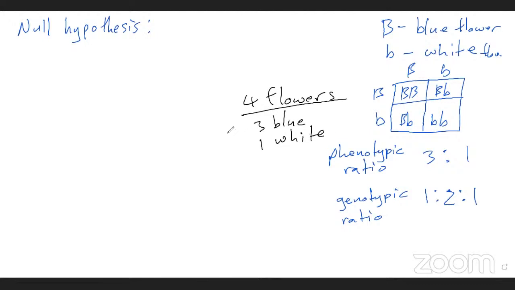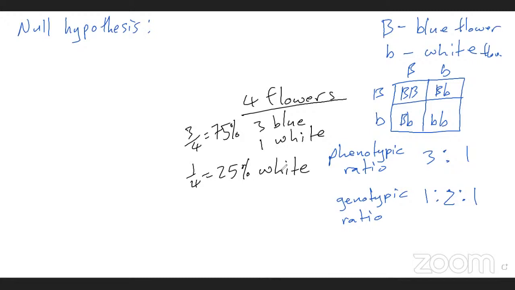In terms of percentage, what percentage should be blue? So you're going to say 3 over 4, which is equal to 75%. So 75% of the flowers should be blue. Whenever you do a heterozygous cross for monohybrid, 75% should have the dominant trait, and 25% should have the recessive trait, which is white. So 25%.